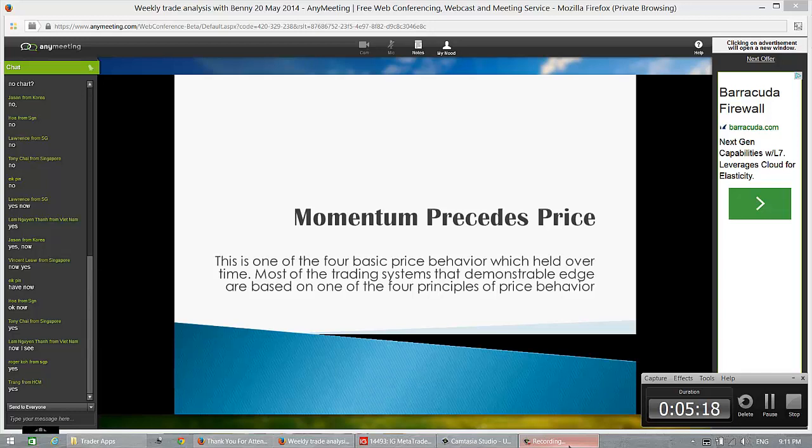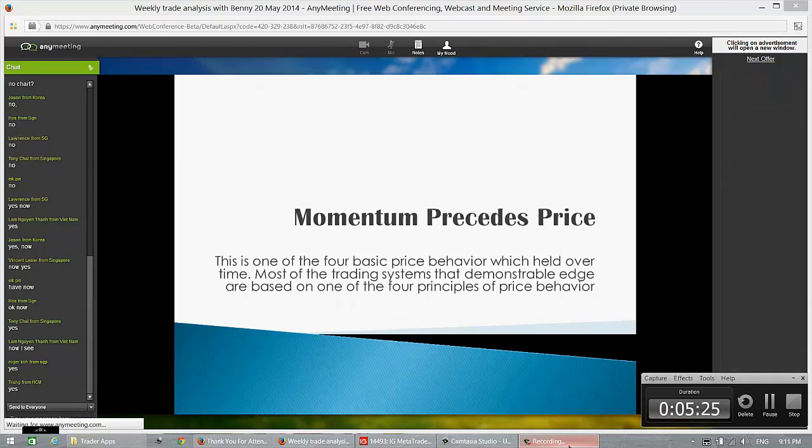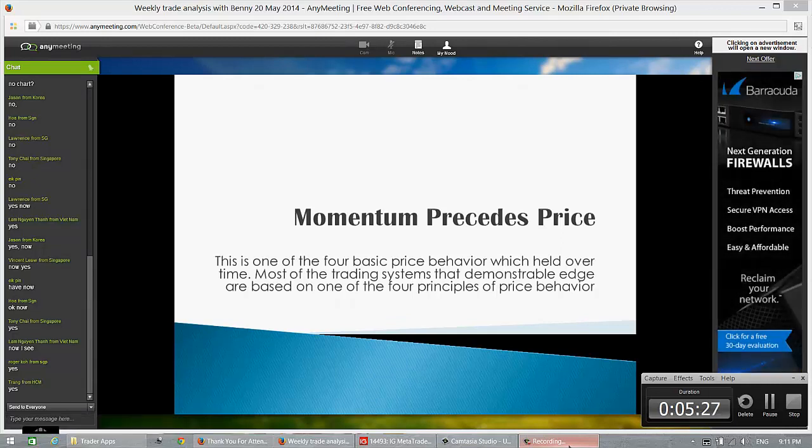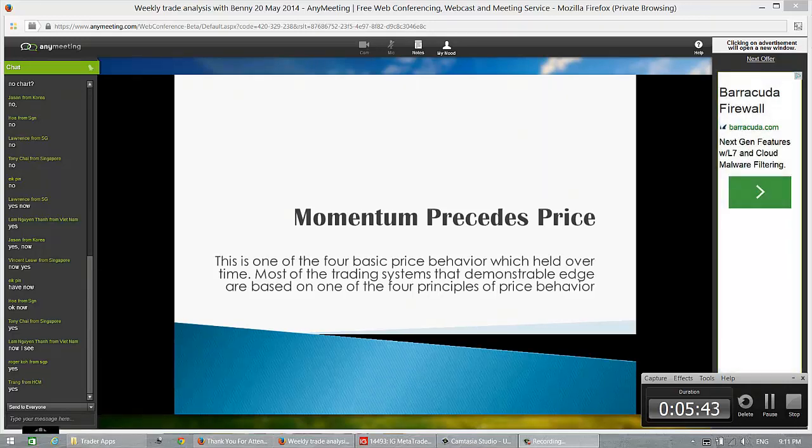Now, the next principle: there are actually four principles of price behavior which have stood the test of time until today. One of the first principles is by Dow, D-O-W, which is trend. Once a trend is established, for example an uptrend, the probability of the price continuing to go up is higher than it reversing. That is the first principle of price behavior.